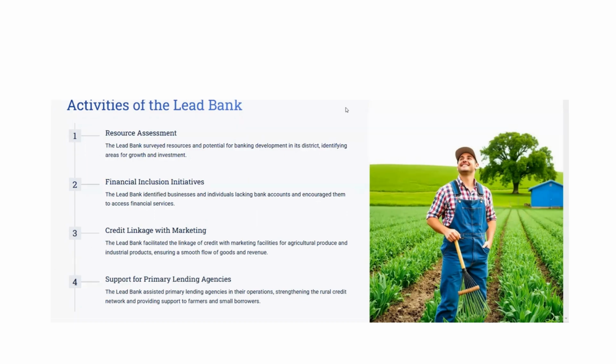Financial inclusion initiatives. The lead bank identified businesses and individuals lacking bank accounts and encouraged them to access financial services. Credit linkage with marketing is a very, very important initiative of the lead bank scheme. So the lead bank facilitated linkage of credit with marketing facilities, particularly for agricultural produce and industrial products, ensuring a smooth flow of goods and revenue. Because if their products are being sold at a good price and getting a good market, then only could these banks have survived in rural areas.